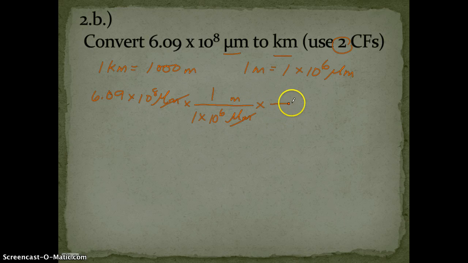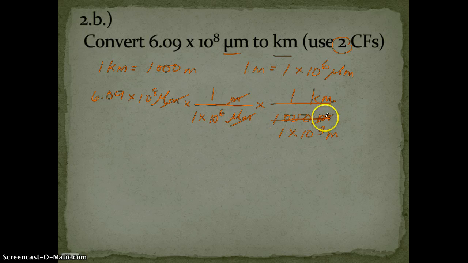Now, what we do is we simply move on. We go from meters to kilometers here. Meters has to go on the bottom to cancel. Kilometers is going to go on the top. Kilo bigger, 1,000 meters in a kilometer, or 1 times 10 to the 3rd meters in a kilometer.